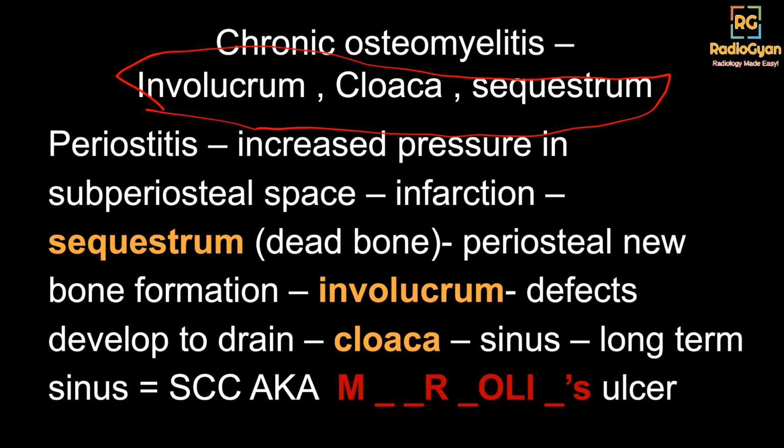So usually it's a low-grade infection, or the body mounts some response, or there is partial resistance to antibiotics. So some of that pathology is involved. That is why acute osteomyelitis progresses to chronic. So osteomyelitis starts with periostitis. Because of this, the inflammatory cytokines give rise to a response which causes increased pressure in the subperiosteal space, which causes infarction, and that leads to dead bone, which is known as sequestrum. So sequestrum is dead bone.